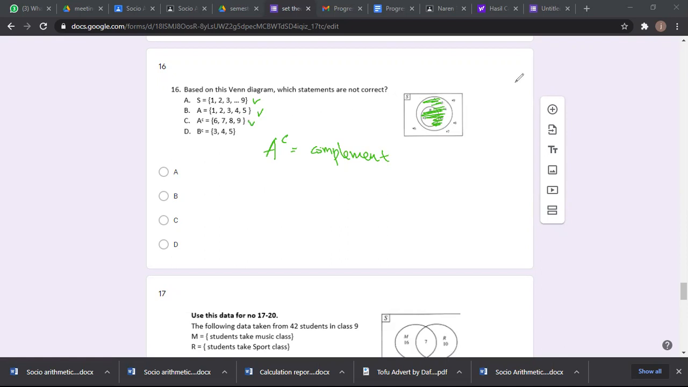And then how about BC? If BC, then I will just close B, and then all of them belong to the complement. So this is not correct because it's not only 3, 4, 5, but 6, 7, 8, 9. It's also BC. Okay, that is about the complement of a set. Hopefully you understand this term as well.